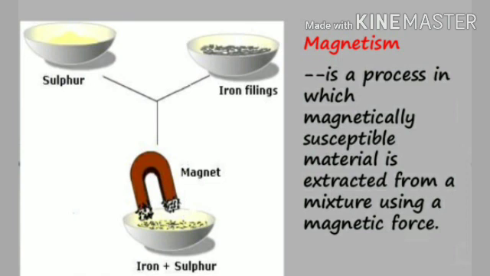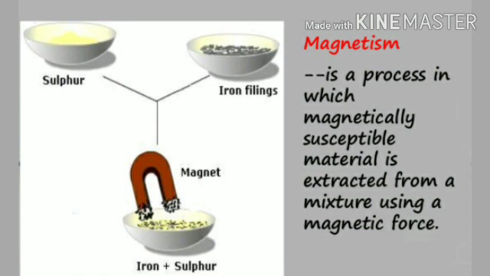It can be separated by using a magnet. For example, if we have a mixture of iron filings and sulfur powder, it can be separated by using a magnet. And this method is also given in your lab manual. It is an experiment in your lab manual. Let's see how we can perform this experiment.